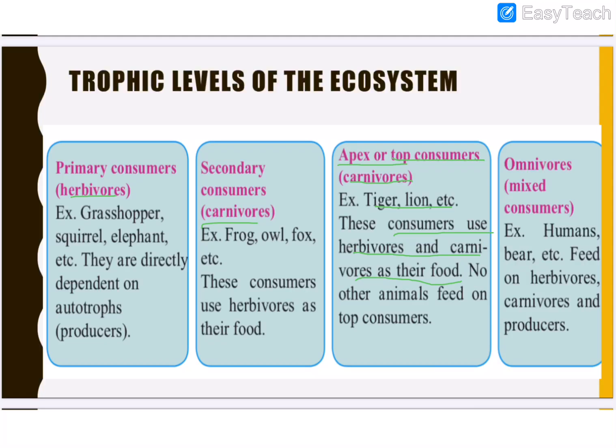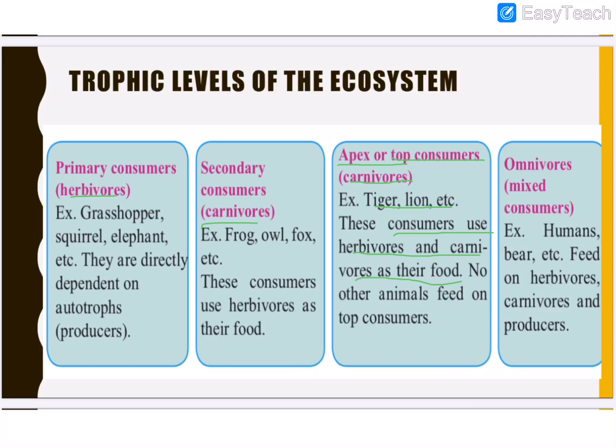Humans eat meat also, and humans eat vegetarian also. Since humans eat vegetables as well as carnivorous and herbivorous animals like squirrel, rabbit, and hen, humans come under the mixed consumers, since they eat all the mixed types of factors of the ecosystem. So these are the levels of the ecosystem: primary consumers, secondary consumers that are carnivorous, and top consumers and omnivorous.